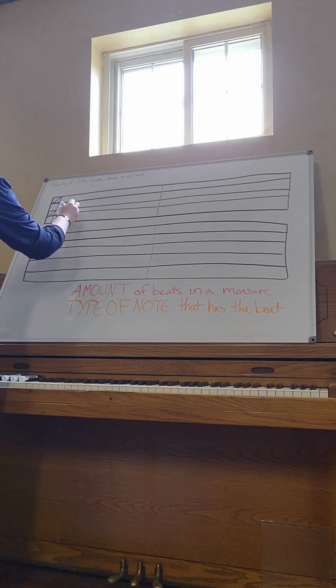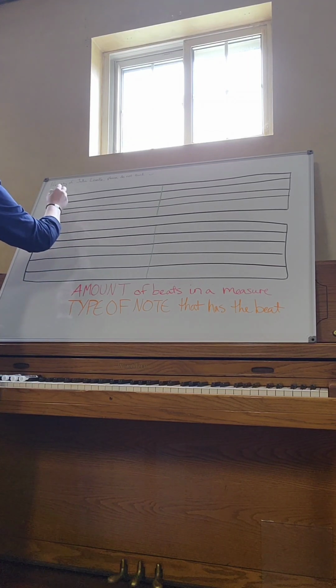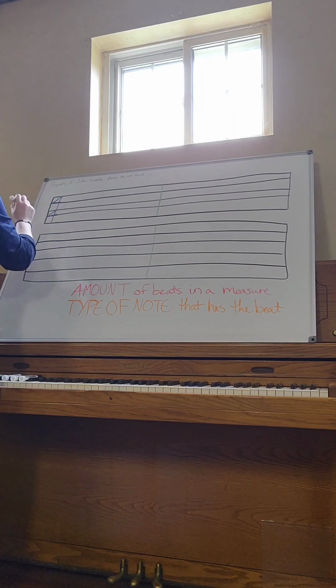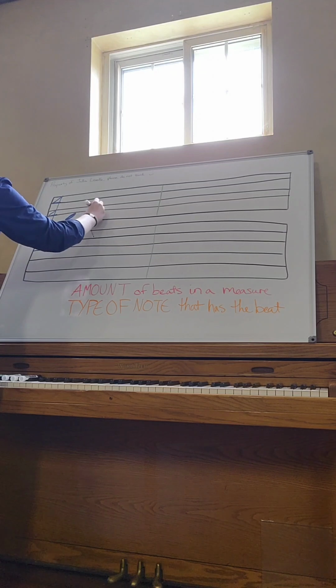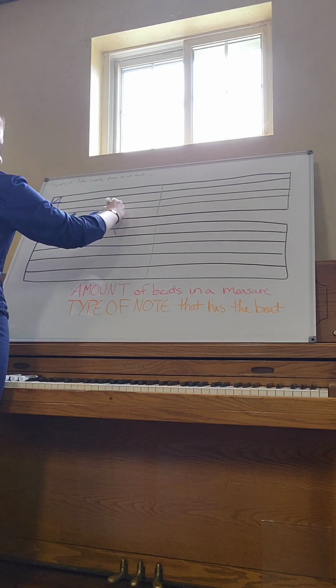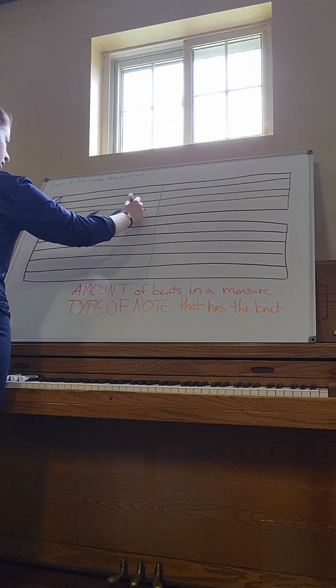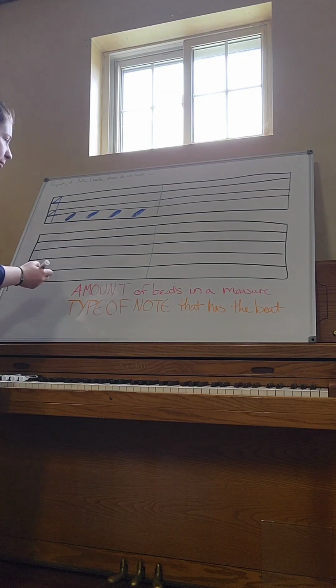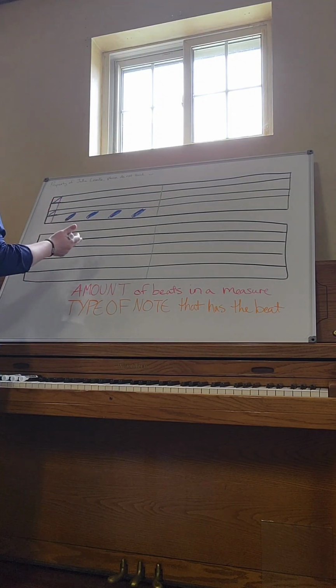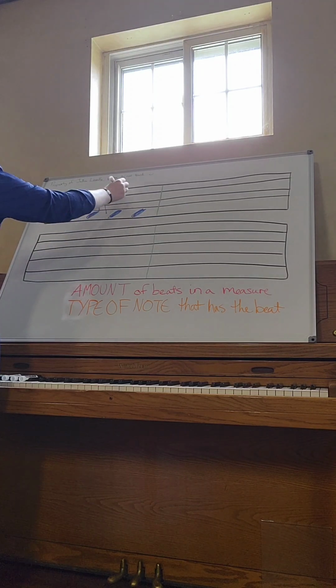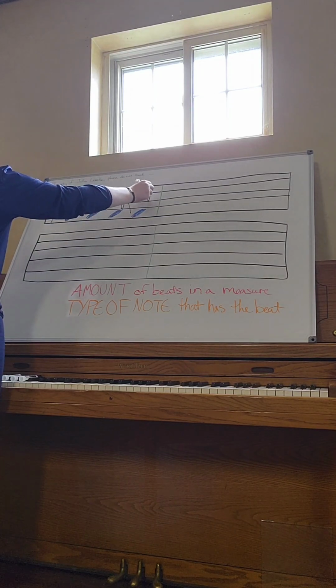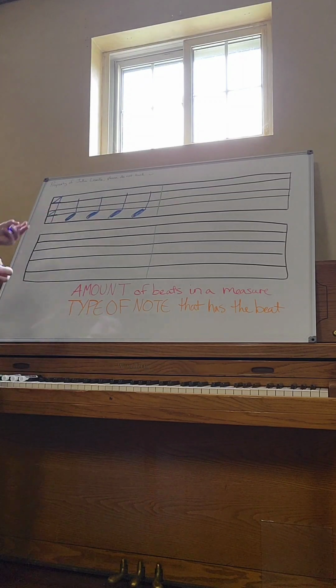Well, 4 beats in the measure. So 1, 2, 3, 4, and yes, I know I'm being very sloppy, my apologies. And the quarter note gets the beat, so I'm going to draw my stem. 1, 2, 3, 4. Ta-da! 4/4.